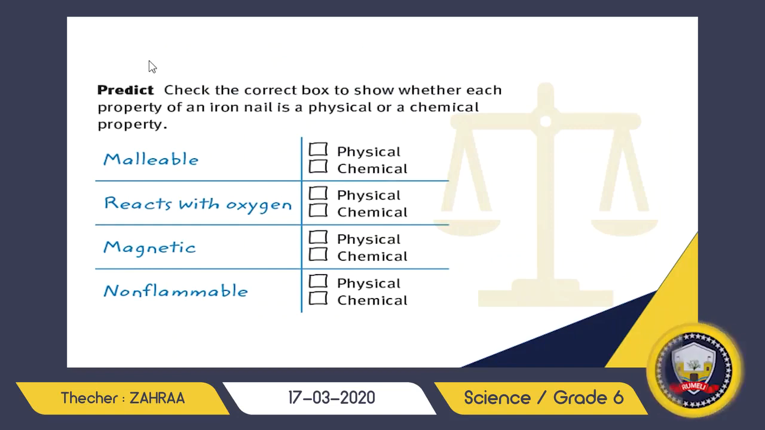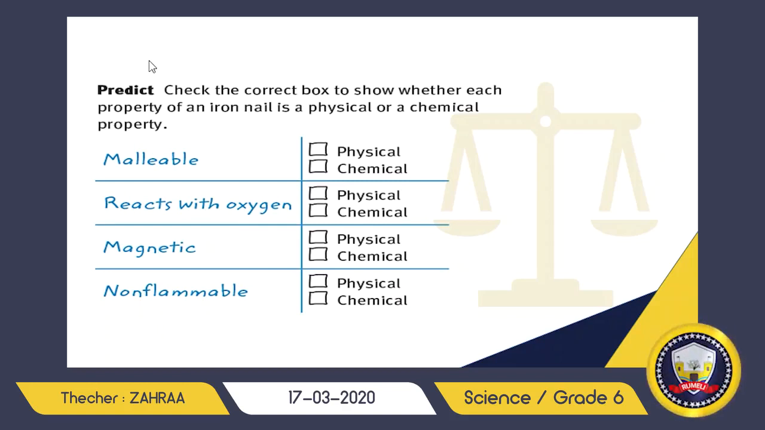So now, to see if we understood the difference between chemical properties and physical properties, let us try to answer this question. The question says, check the correct box to show whether each property of an iron nail is a physical or a chemical property. Let us start with the first property, malleable. Is it a physical or a chemical property? What do you think, guys?